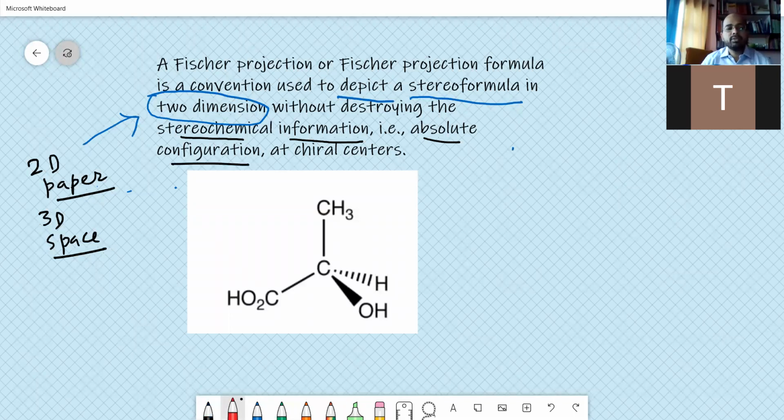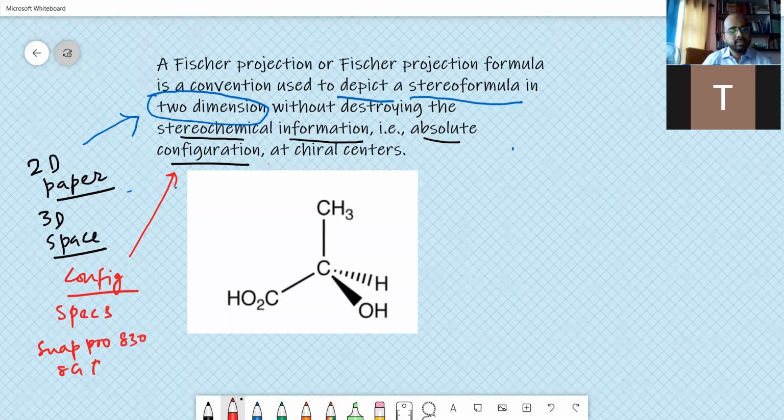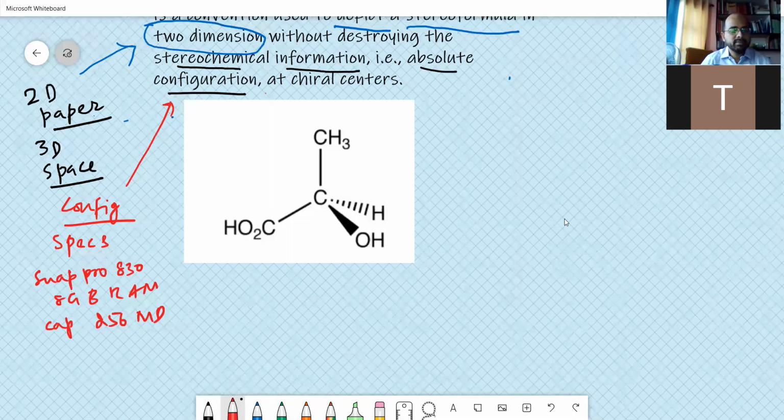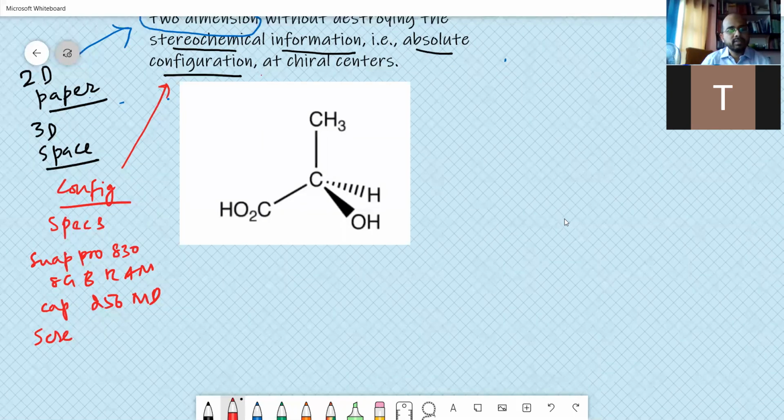That is absolute configuration. What is the configuration? I have often told you what is meant by configuration. Configuration means, in hardware terms we use the specs. When you describe a mobile phone, you say a Snapdragon 830 processor, 8 GB RAM, capacity is 256 GB, screen size, OLED, something like that. So all these things define a configuration.